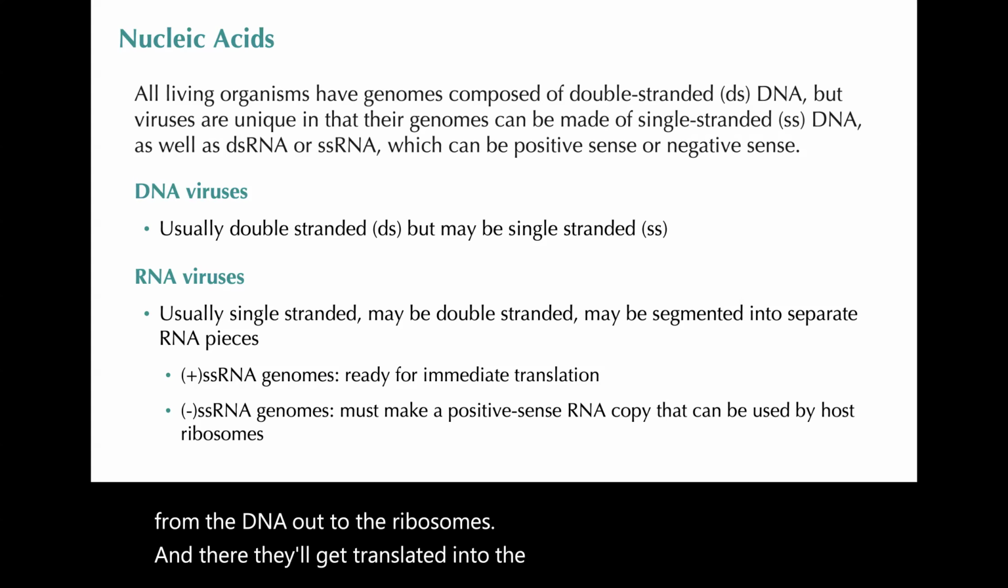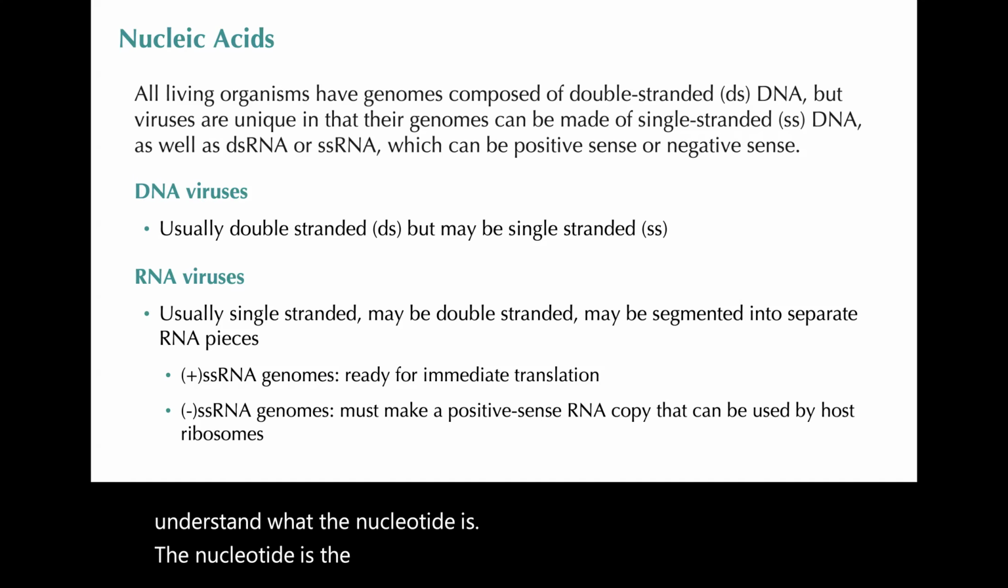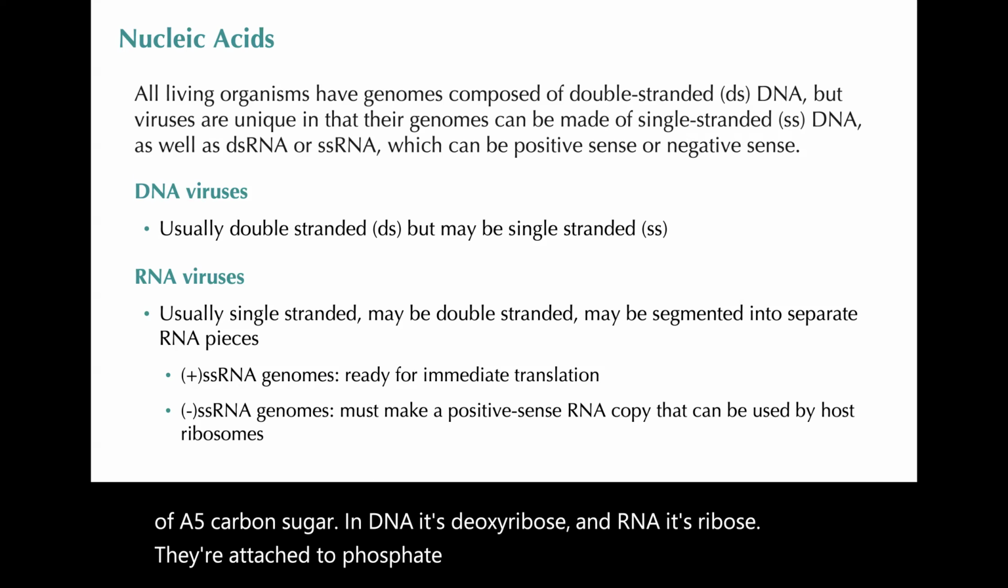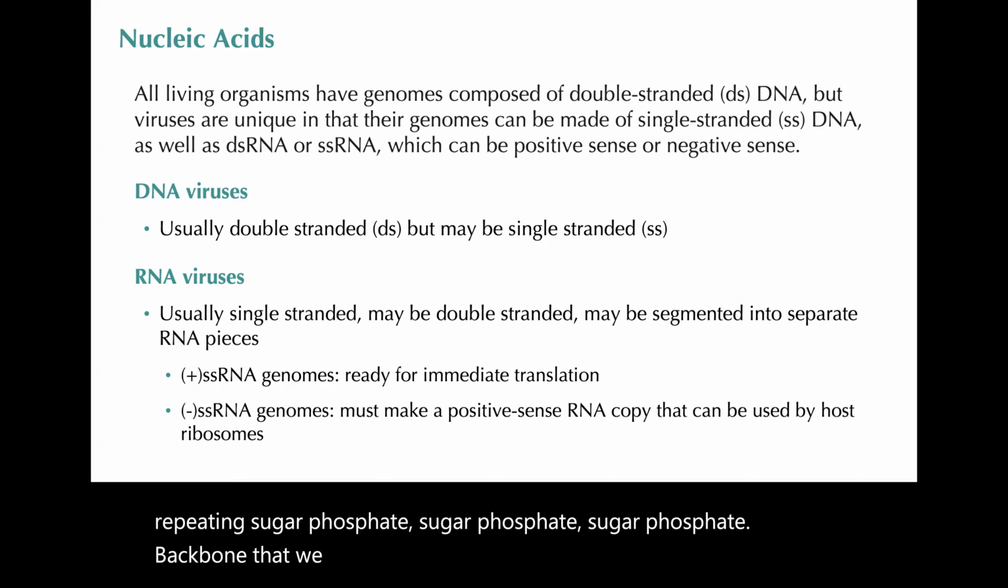All right, so let's understand what the nucleotide is. The nucleotide is the building block of nucleic acids. Like I said, made out of a 5-carbon sugar. In DNA, it's deoxyribose. In RNA, it's ribose. They're attached to phosphate groups, and this will form a strong repeating sugar, phosphate, sugar, phosphate, sugar, phosphate backbone that we see as the kind of ribbons of the helix.